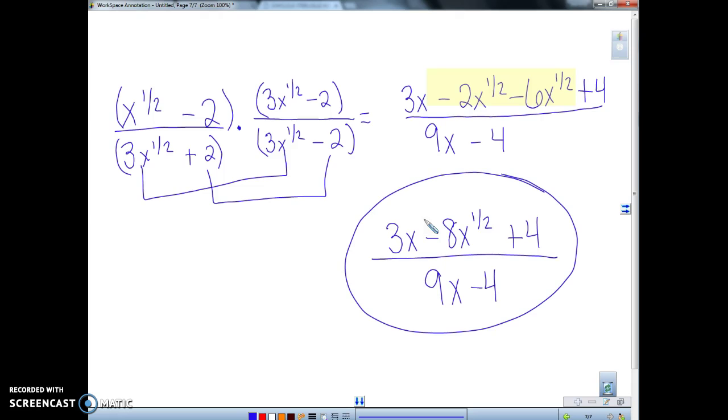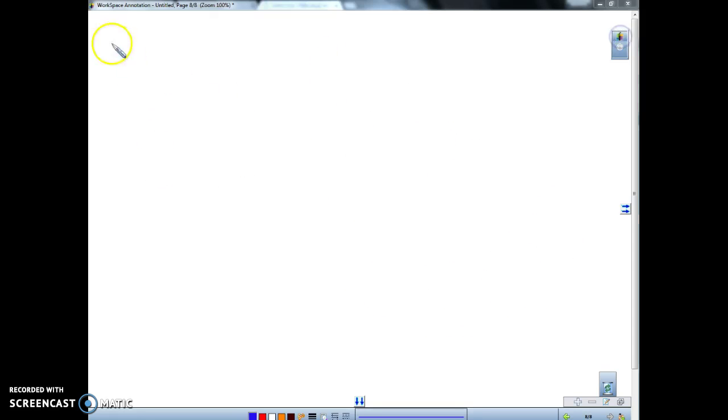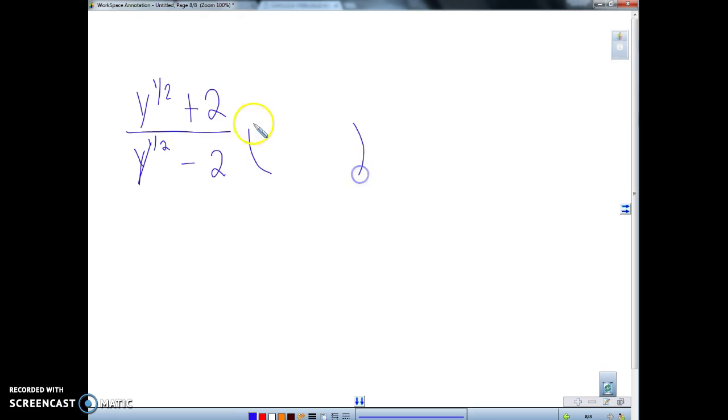So what I want you to do on the next problem is I'm going to write it down, but then I want you to pause the video, solve the problem, and then check your answer. So we have y to the 1/2 plus 2 divided by y to the 1/2 minus 2. So here's where I want you to pause it, work the problem, and then when everyone's finished, you can check your work.